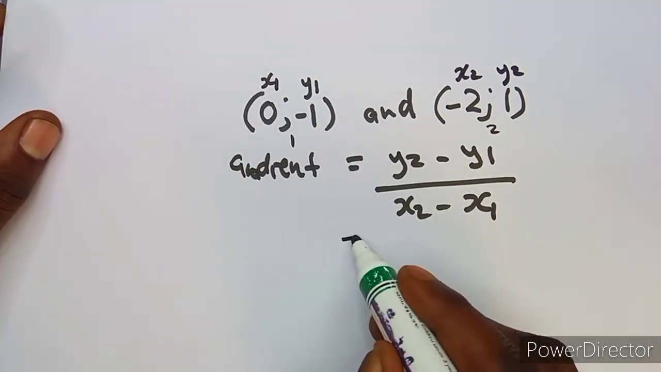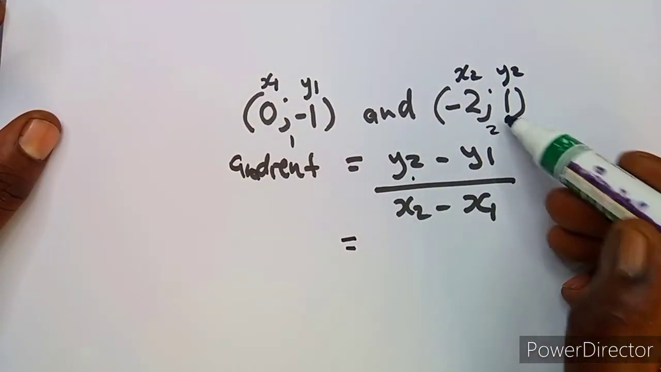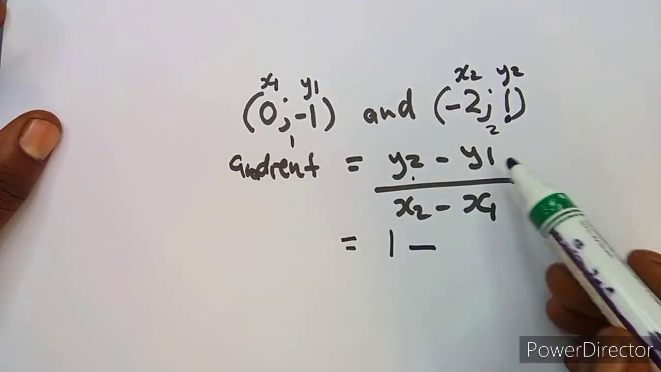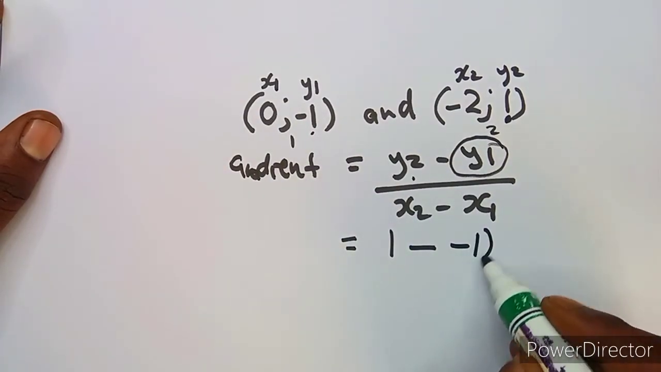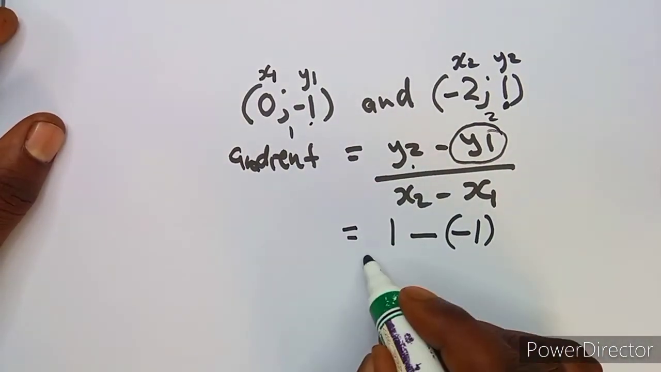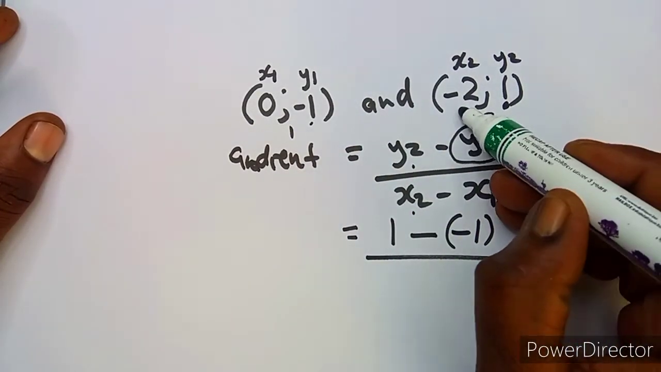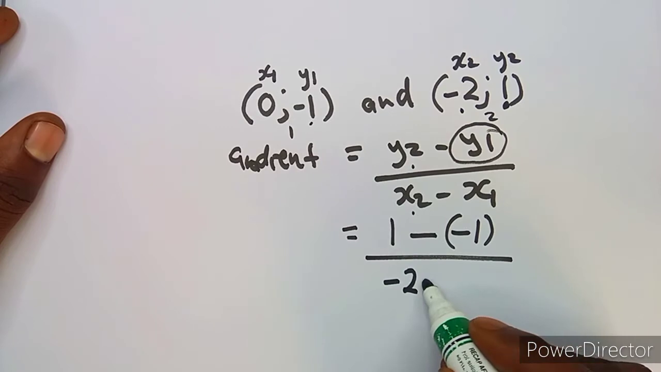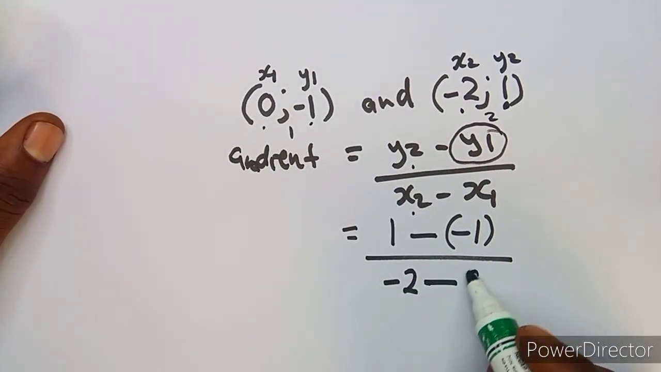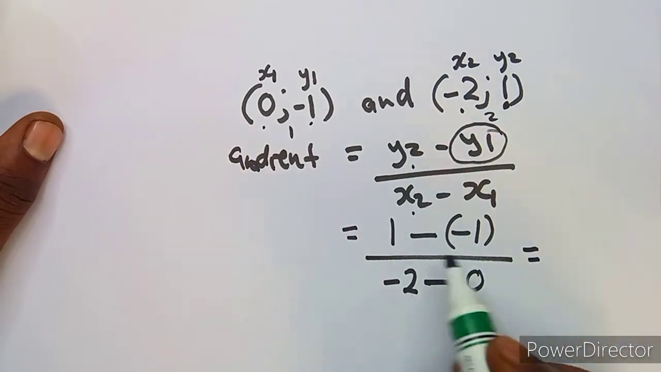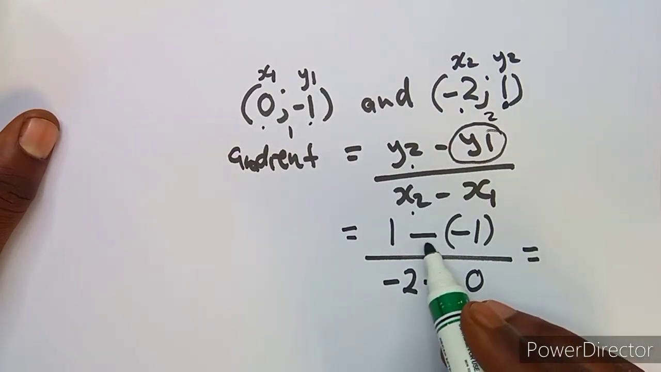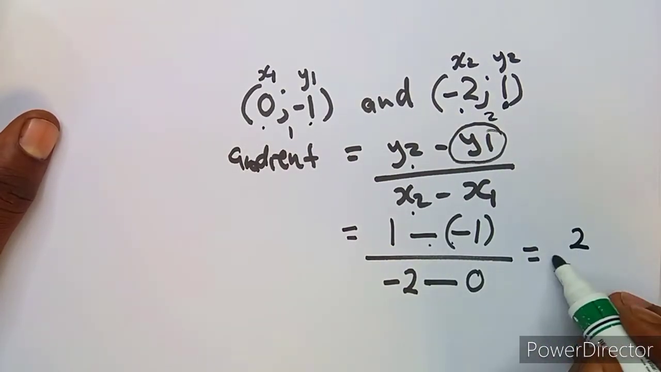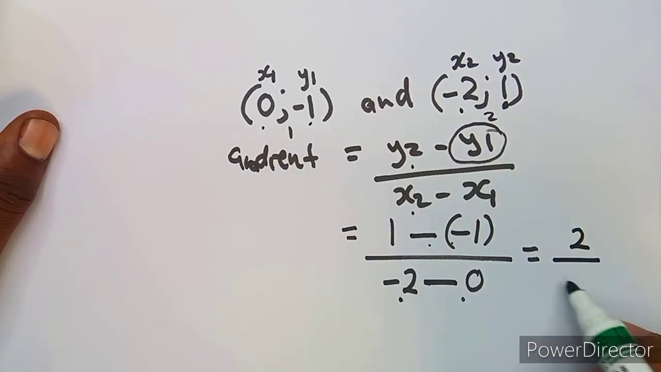So you substitute the points now. The y2 that I have is 1, so it's 1 minus y1, which is -1, so it's 1 minus -1, over x2, which is -2, minus x1, which is 0. If you simplify this properly, minus and minus gives you 2 over -2 minus 0, which is -2, so you obtain -1 as the gradient.